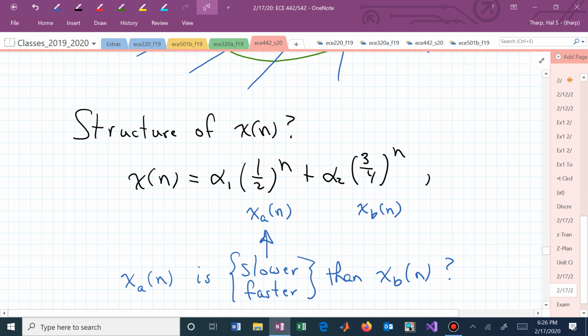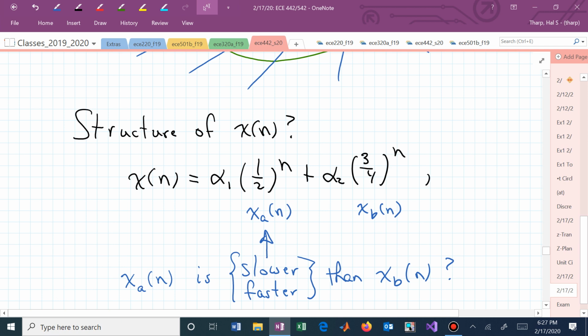And this might be on the exam. Exam number 1. Could be on exam number 2. It could be on the final. It could be on exam number 3. This you have to know, right? The structure is some coefficient times the mode 1/2 to the n plus some other coefficient alpha 2 times the mode 3/4. Those modes are determined by the poles, to the n.